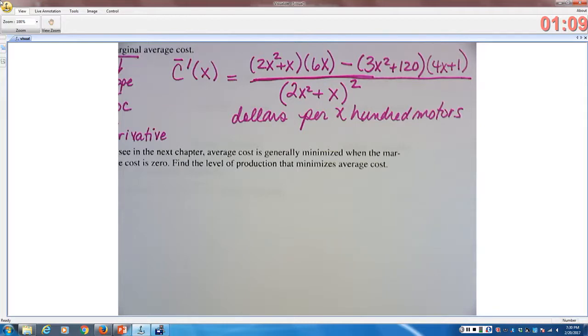And you can simplify the top one. I didn't yet, because part C says, we're going to see it in the next chapter, average cost is generally minimized when the marginal average cost is equal to 0. Find the level of production that minimizes your average cost. Well, what you want to do is take C prime of x and set it equal to 0.